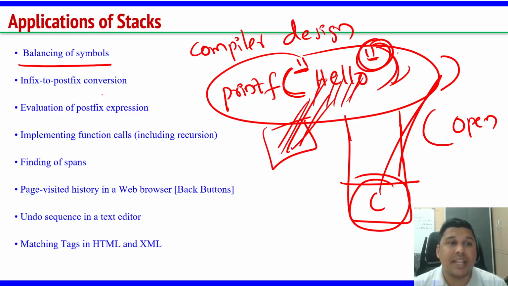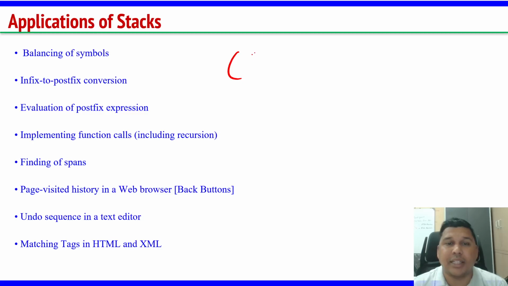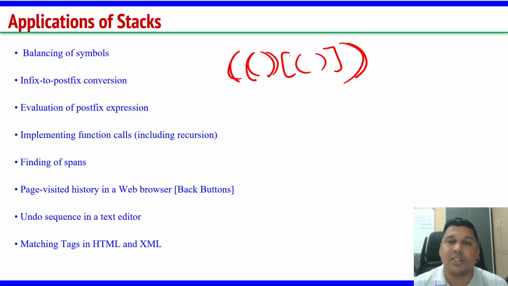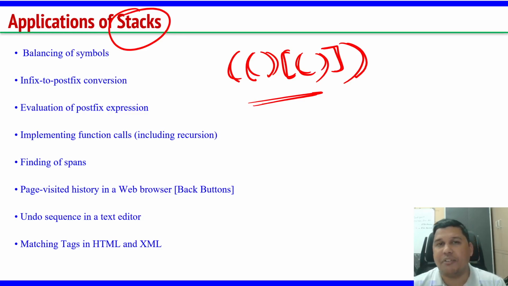Okay. So balancing of symbols, maybe if you give something like this, round, round, again open. See, one round bracket has one closing. Then another round open, this is there. A square open, there is a square, like this. So the compiler will verify whether the brackets are properly balanced or not. For this verification, we use stacks. But by default, the most important application is in the compiler.